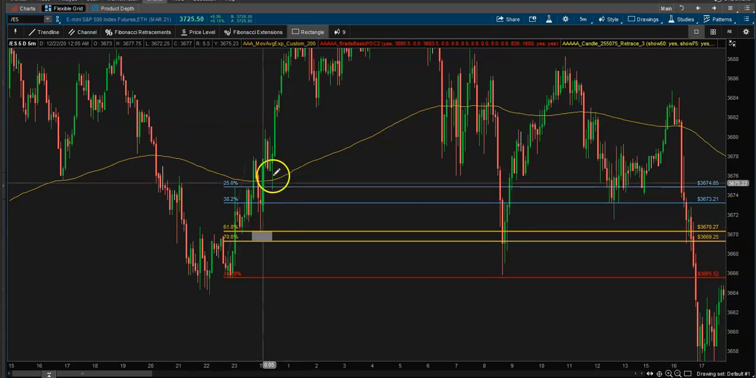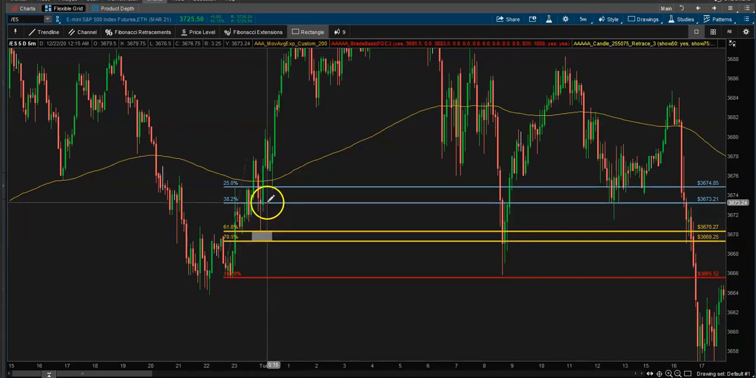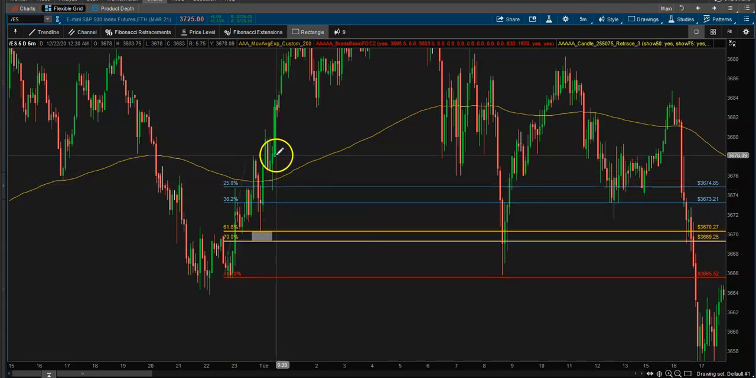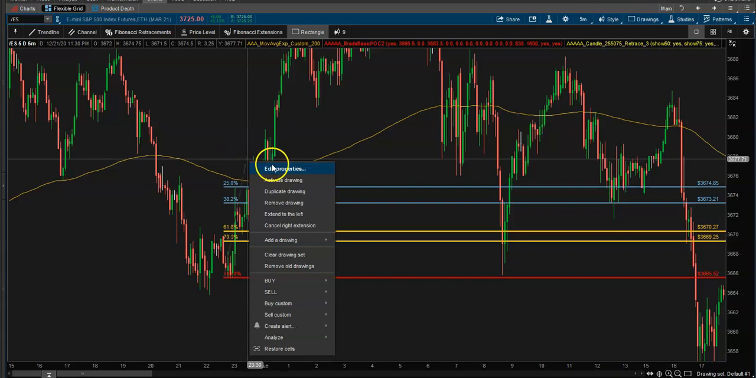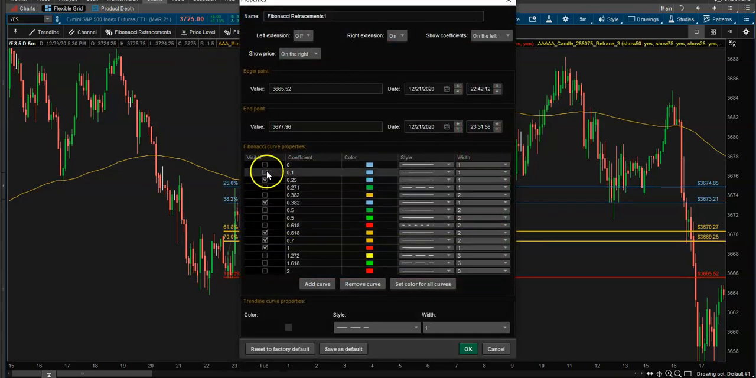So now, our first target would be 38.2. Our second target would be 25. And then if you want a third target, I'll just put this up here, which would be at 0.